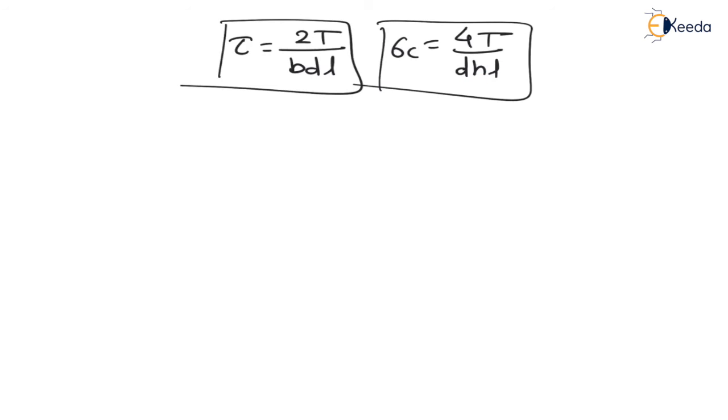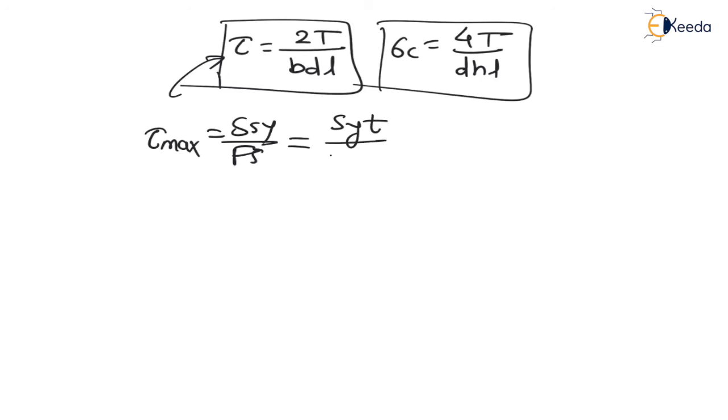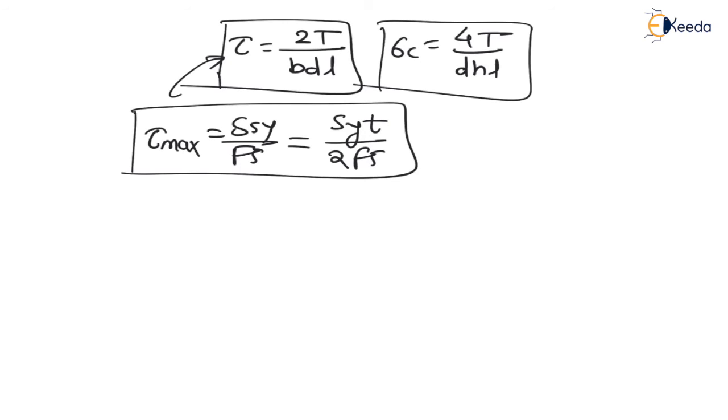Now while designing, from the theories of failure topic, if I want to design for shear stress, then the maximum shear stress must be equal to SSY divided by factor of safety. As per the maximum shear stress theory, or guest theory, or Tresca's theory, the maximum shear stress is equal to SSY divided by factor of safety, and SSY is half of SYT. Therefore, it is SYT divided by 2 factor of safety. This is the design to find a suitable factor of safety.